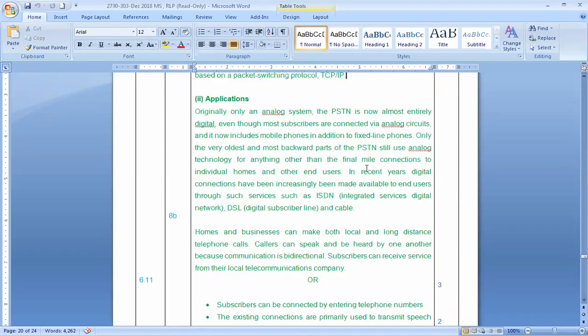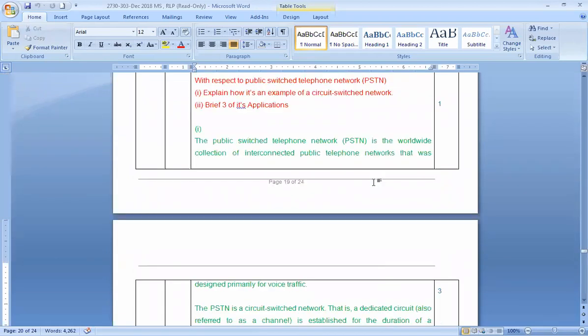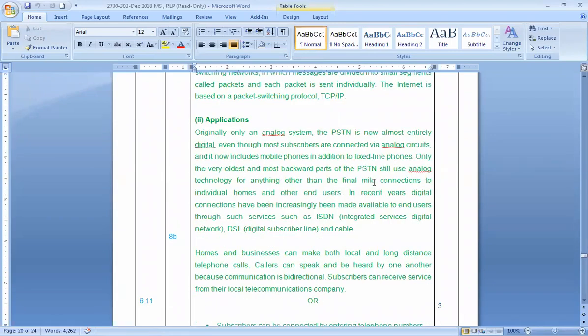Now let us look into the applications. What can be the applications of this PSTN? It is a wonderful technology, and how are we using it, and in what fields are we employing it? We will look into it and have a discussion on it.